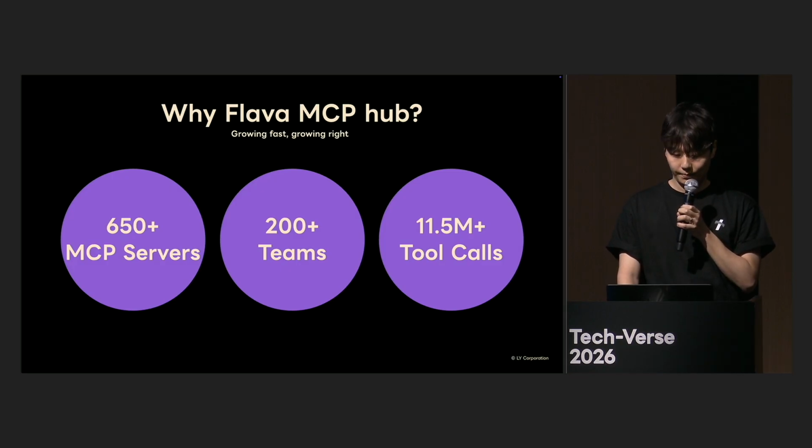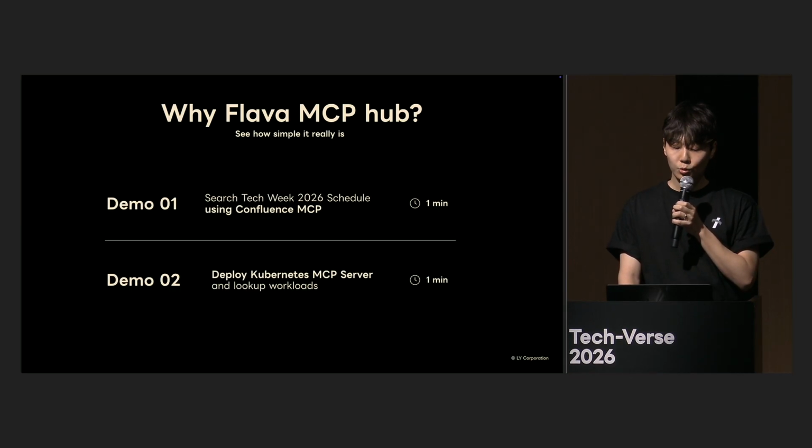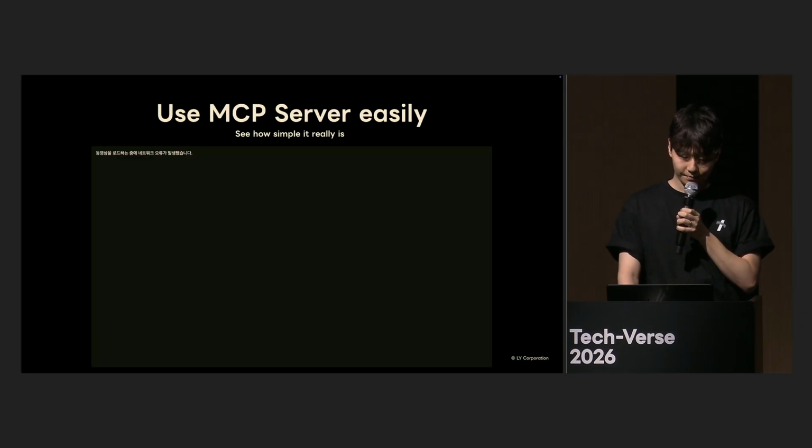However, I think you might not grasp the full scope of these numbers since they are just numbers. I have prepared a short demo. We have prepared 2 demos. The first is Flava MCP Hub. Among various MCP servers, there is also Confluence MCP. Let's take a look at the TechVerse 2026 schedule using Confluence MCP. Secondly, we directly created a Kubernetes MCP server. I will demonstrate how to look up workloads in a specific namespace. What's surprising is that each of these two things takes only 1 minute. First, let's watch the demo video. We will now take a look.